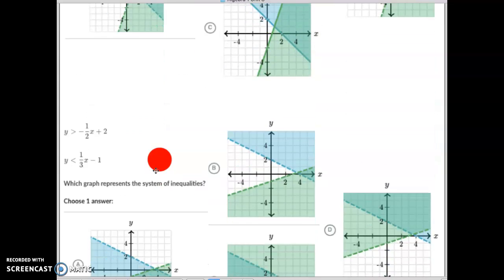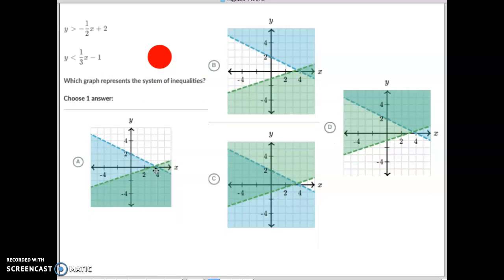Okay, now on this one, all of the lines are exactly the same. They're all dashed lines going both ways. So we know that these don't have the equal sign because they're dashed lines going every way. What we're now looking for is what direction they're shading. Remember, if it's a greater than symbol, you shade above the line. If it's a less than symbol, you shade below the line. So let's look at this.